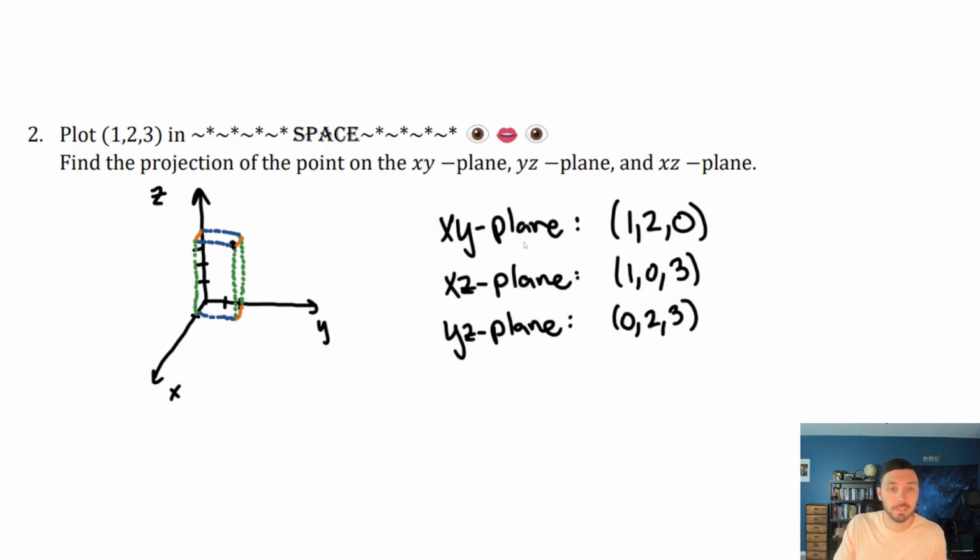All right, you do that same process for each of them. So more or less on the xy plane, z is 0. On the xz plane, y is 0, and on the yz plane, x is 0. So you can kind of see here, here, and here.